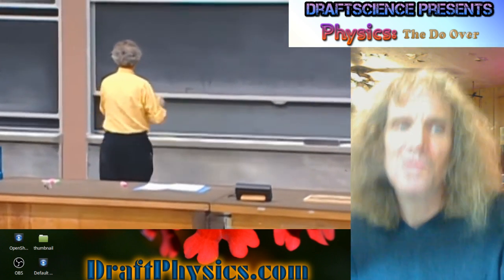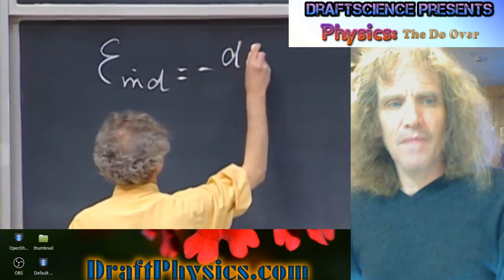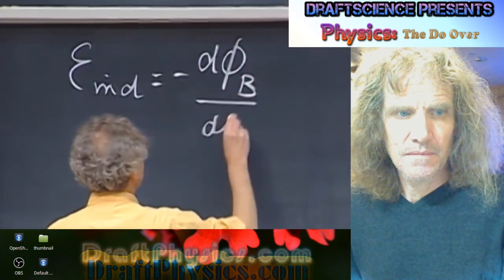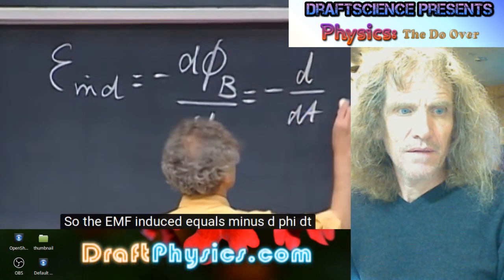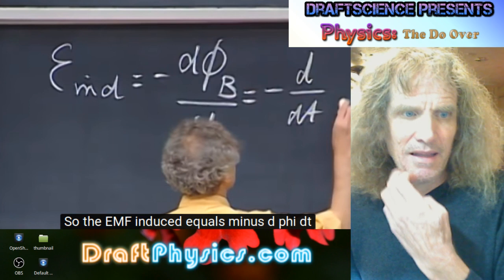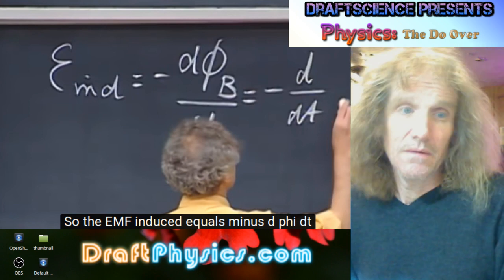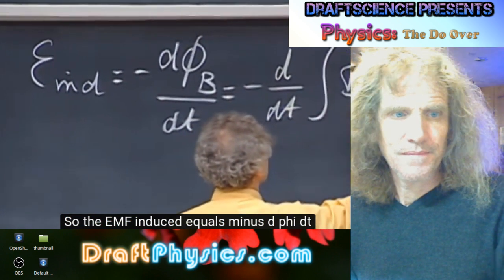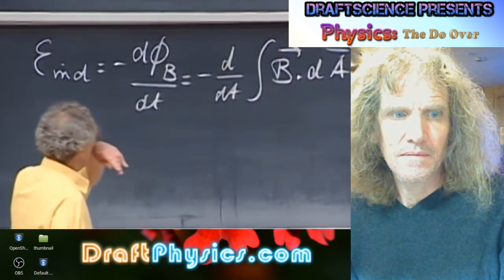So the EMF induced equals minus dΦ/dt. The dΦ/dt thing, that's the flux of the magnetic field, the integral of B dot dA over the open surface.